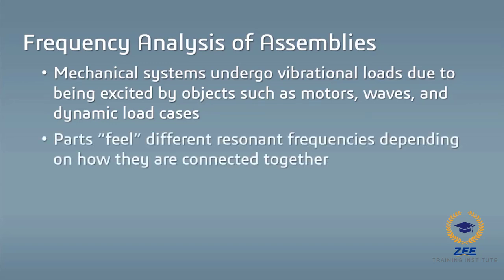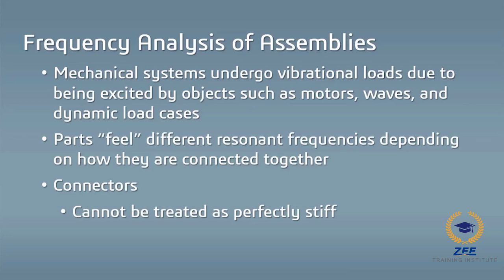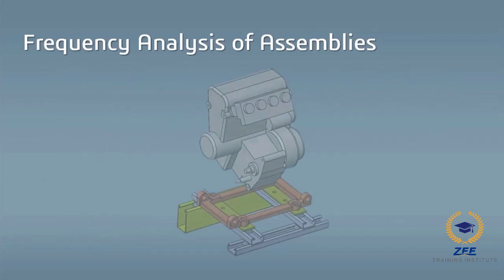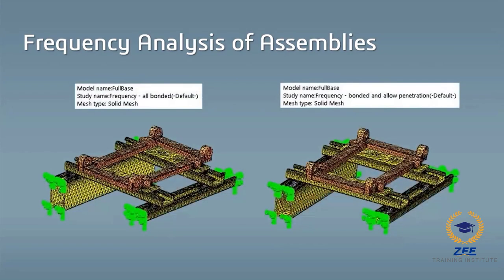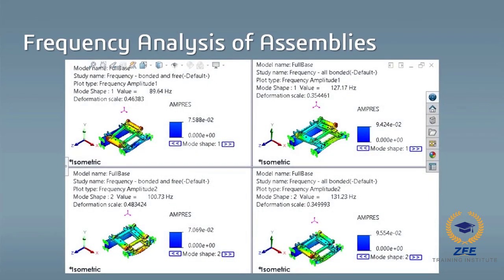When the vibrations are transferred, the parts feel different resonant frequencies depending on how they are connected together. When connectors are included in the system, it cannot be treated as perfectly stiff. This changes the natural frequencies of the system, making it important to study how changing connections affect the results. In this tutorial, I will analyze the frame that supports our engine to find its resonant frequencies. Two different local interactions will be used on the frame, and the resonant frequencies will be compared to determine which interaction creates a softer mechanical system.